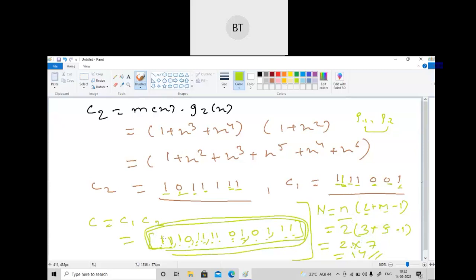By using the transform bit, we can easily solve. So is there any problem? Should we proceed for the next question? Time is remaining very less. So shall we proceed for the next problem?